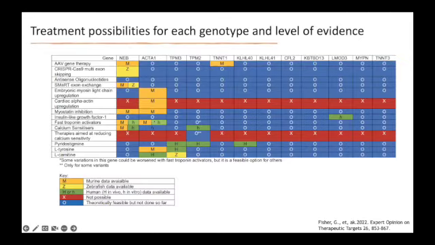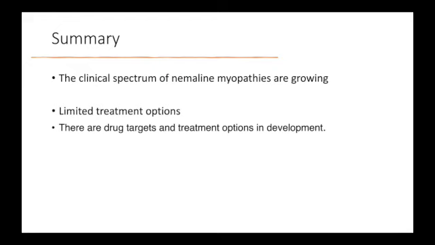So just for finalizing, this is a really nice recent paper published in a therapeutics review. And as you can see, all the genes are here with the different strategies. I didn't go through all of them because we didn't have much time, but there are quite a few strategies going on looking into this, which is quite good, and it's fantastic that they are going forward. As a summary, the clinical spectrum of nemaline myopathies is growing. There are genes that I didn't include here because we still need confirmation. There are limited treatment options, however, there are a lot of drug targets and treatment options in development.